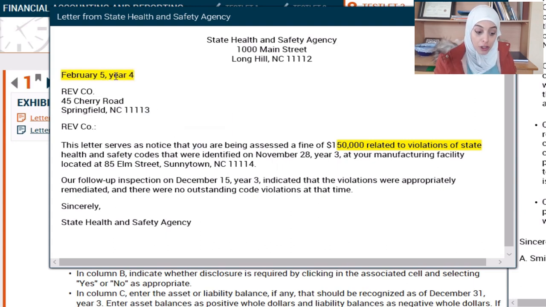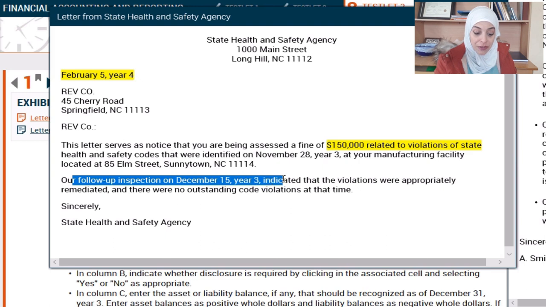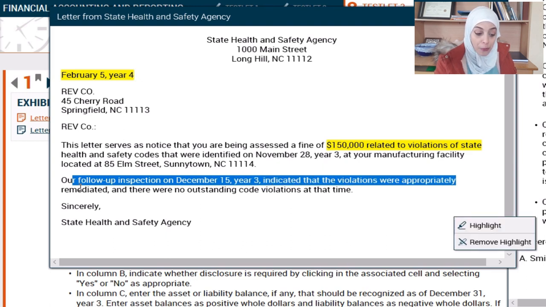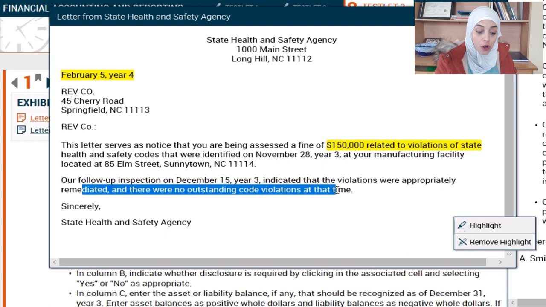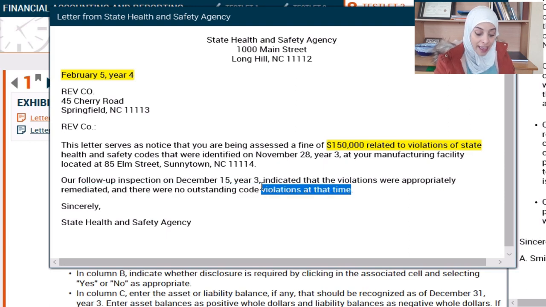So there were violations, and there are fines against RIF company. Our follow-up inspection on December 15, year three, indicated that the violations were appropriately remediated and there were no outstanding code violations at that time. So what it says here is that there was a violation and there were certain fines against RIF company, but based on the State Health and Safety Agency's review, they indicated that the violations were remediated and there are no outstanding code violations at that time.